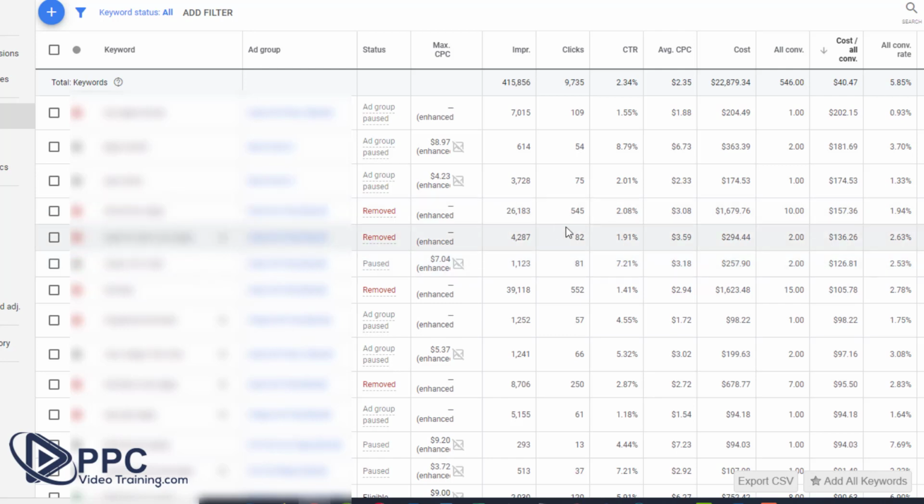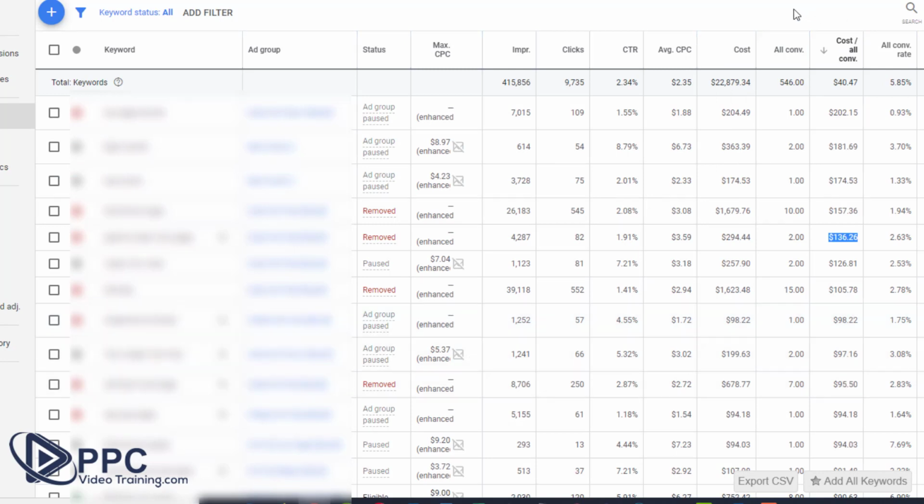I don't care if I think one of these keywords is going to be the best keyword ever. I'm looking at it saying it's costing $136 to get a lead. That is almost 3 times higher than what we want to keep it under. So I will go through and I will pause all of the ones that have a high cost per conversion. I don't even need to necessarily look at the keyword as much as I'm looking at the numbers here.